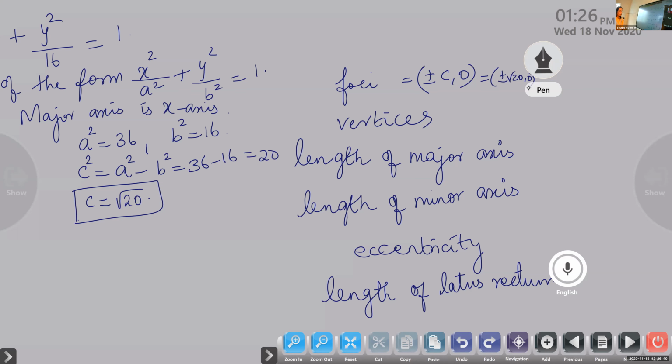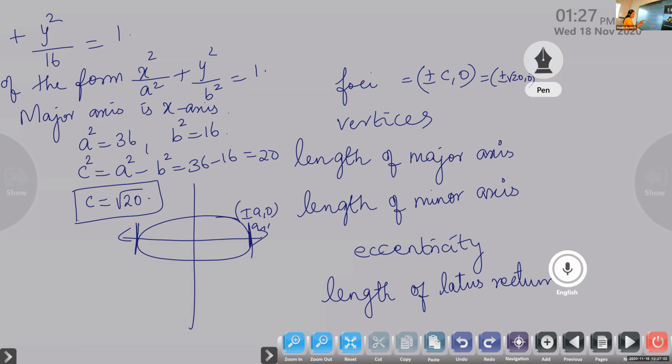Vertices. So vertices means it is the point where the major axis meets the x-axis. So the figure is taking like this, isn't it? X-axis is the major axis. So this is the point where the ellipse meets the x-axis. That one will be the vertices. So it is given by plus or minus a comma 0. One side it is a comma 0. The other side it is negative a comma 0.